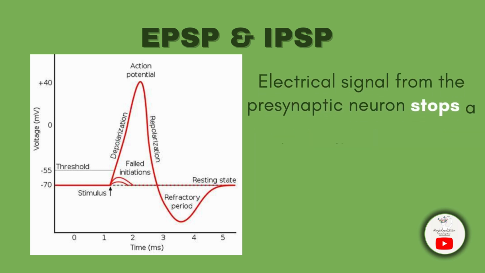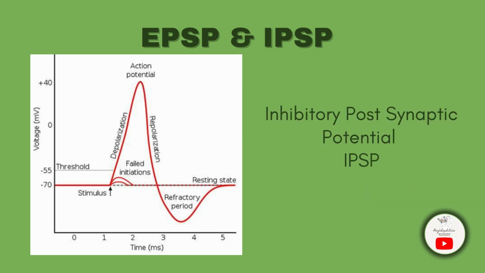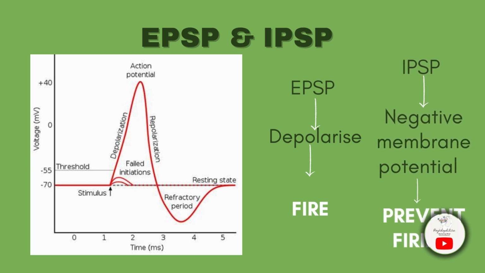On the other hand, if the electrical signal from the presynaptic neuron stops a postsynaptic neuron that is already firing from further firing, or if it prevents the initiation of a new action potential, it is called an inhibitory postsynaptic potential, or IPSP. It is critical to note that EPSP will always depolarize the postsynaptic neuron, thereby making it fire, whereas the IPSP will always keep the membrane potential more negative inside to maintain the resting state. Thus, all IPSPs prevent firing.